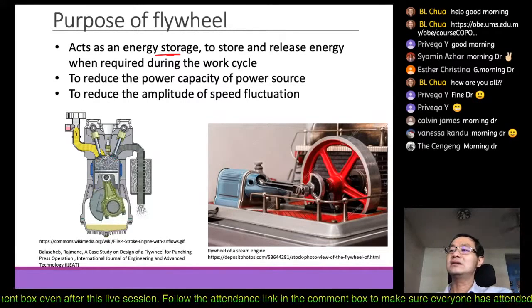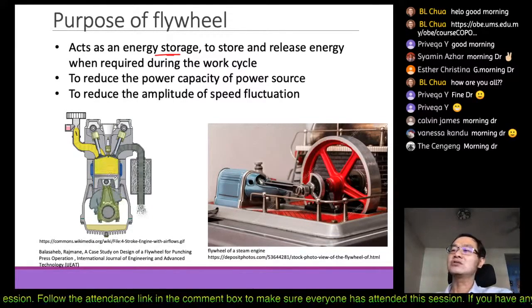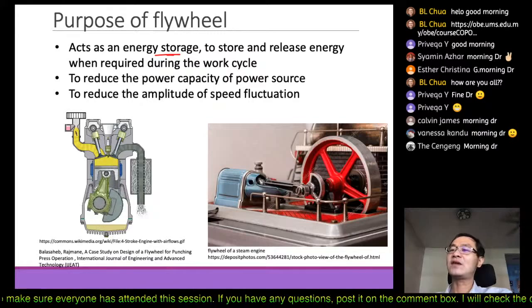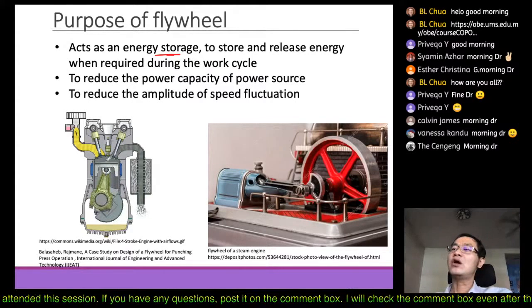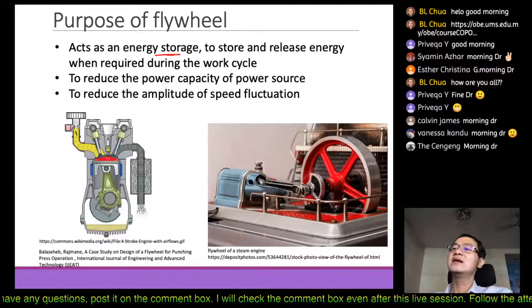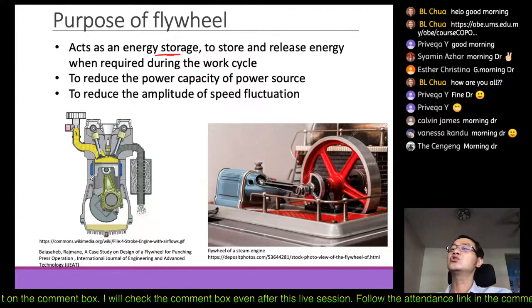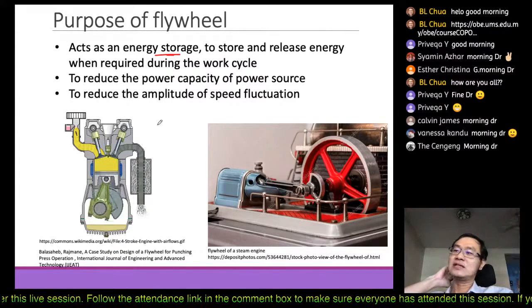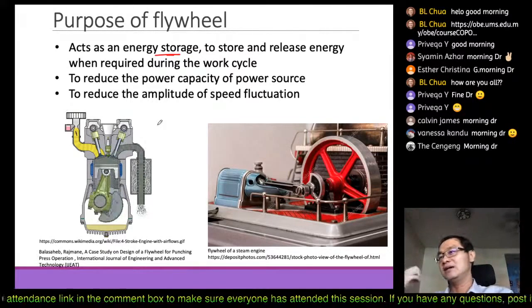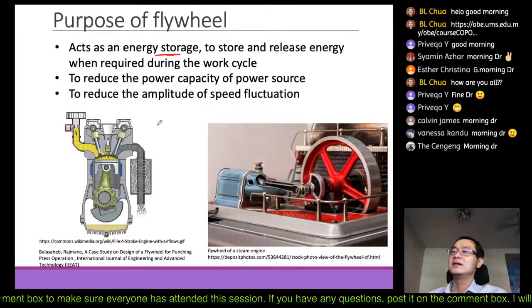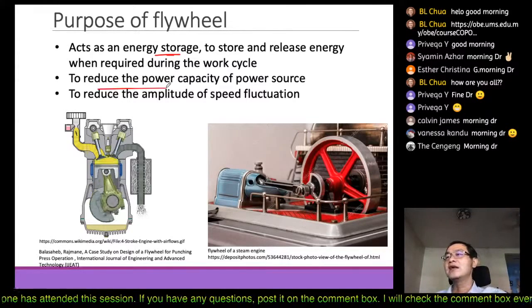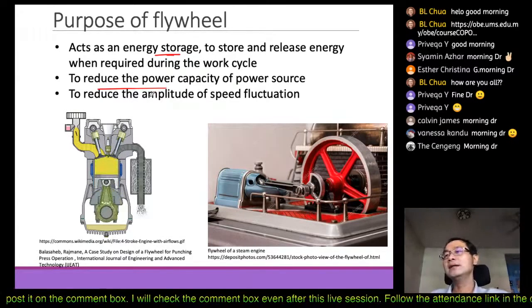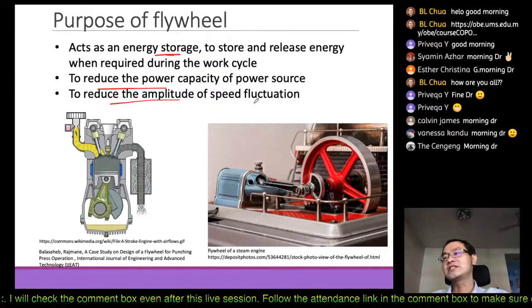When the conditions allow, if you rotate this mass or this flywheel faster, and then there is no operation of the power source, because of the momentum it will continue to move. So it releases back the energy it has received from the power. Therefore the flywheel can be used to reduce the power capacity of the power source, and also to reduce the amplitude of the speed fluctuations.